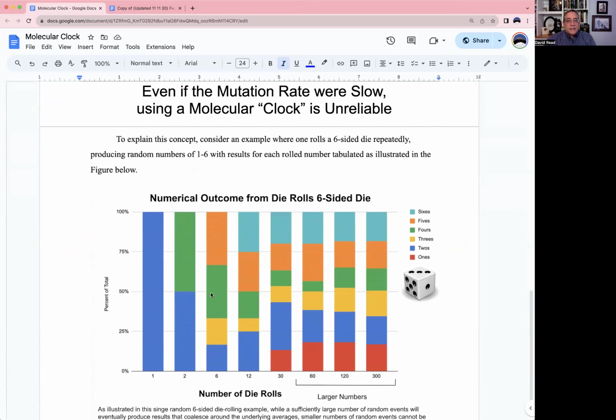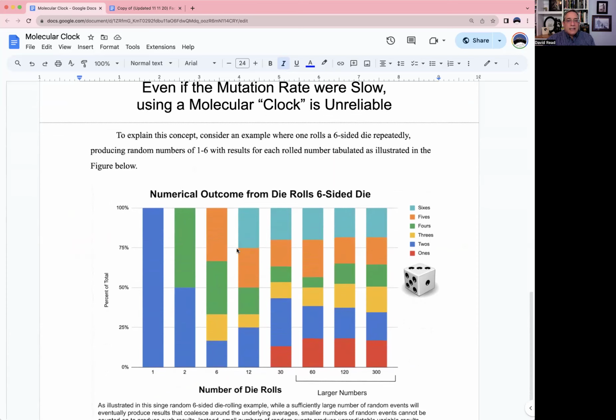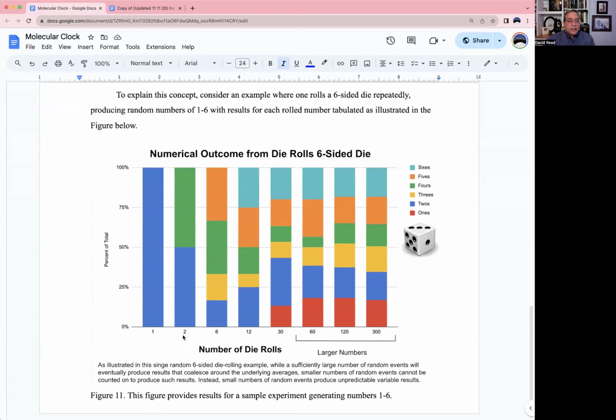Here's an example from my Face of a Nephite book. I did an example with rolling a 6-sided die. This shows the number of die rolls as I went along, and the colors represent the different numbers that were rolled. On the first roll, I got a 2. On the second roll, I got a 4. So there had been one 2 and one 4. That's kind of how it works.